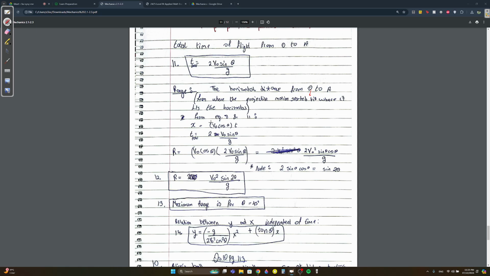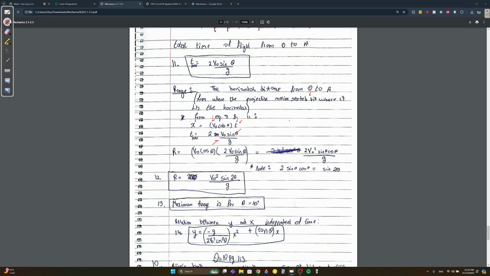From equation 8 and 11, you know that x is equal to v node cosine theta t, and you know that the total time is 2 v node sine theta over g. So they just want you to substitute the time with the total time needed to reach that point, and the total time needed to reach that point is 2 v node sine theta over g, right? So the horizontal distance at any point is x equals v node cosine theta t. We know the time at the final point is 2 v node sine theta over g.